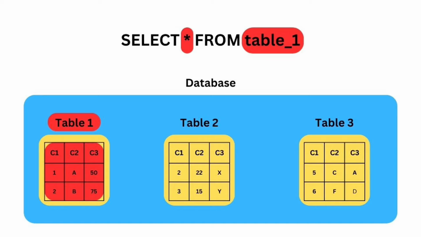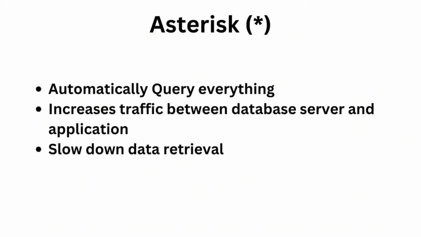In general, it's not good practice to use an asterisk unless you actually want every single thing in that table. What's going to happen here is if you use the asterisk in the select statement, it's going to automatically query everything, which increases traffic between the database server and the application, which can slow down the retrieval of results. So you should really only be using that syntax if you actually want the entire table back with all the columns in it. If you only need certain columns, do your best to only query for those columns.